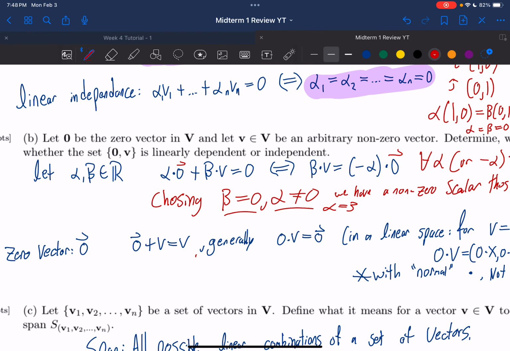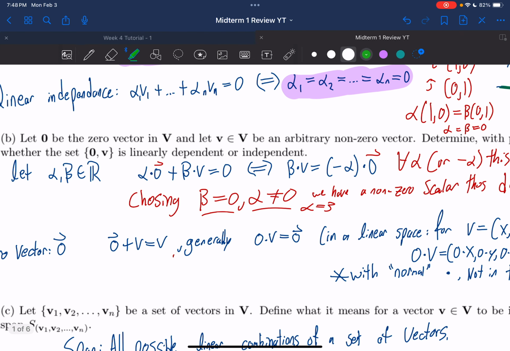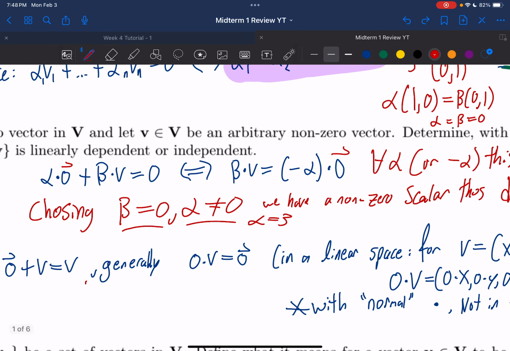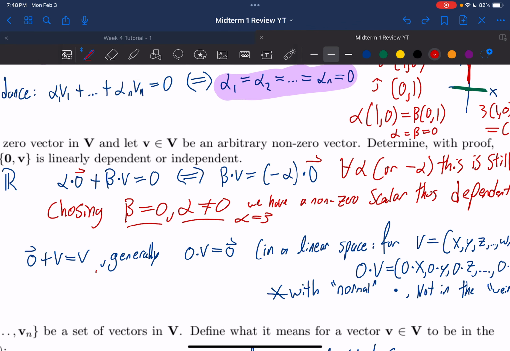So we're going to start by assuming that we have two scalars, alpha and beta, that are real numbers. We're going back to this golden equation of what happens when we add and scale them and set it equal to 0. If we take alpha times the zero vector plus beta times our other vector, that's the exact same thing as beta times our vector being equal to negative alpha times our zero vector.